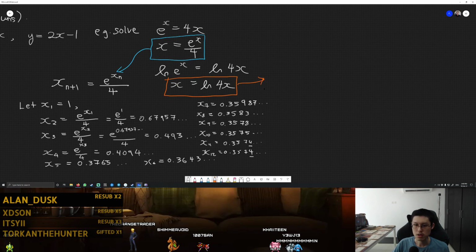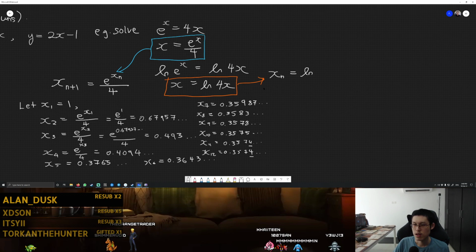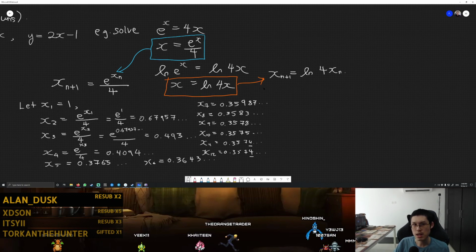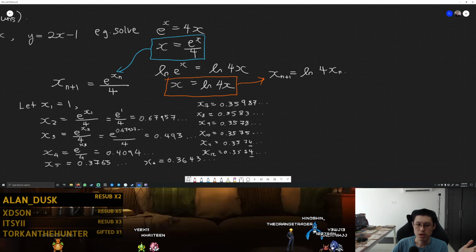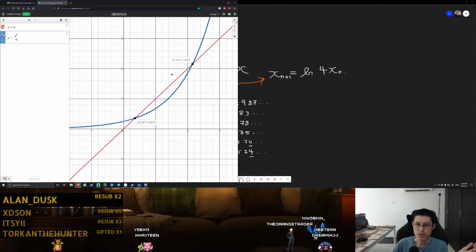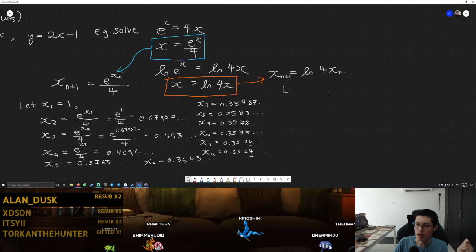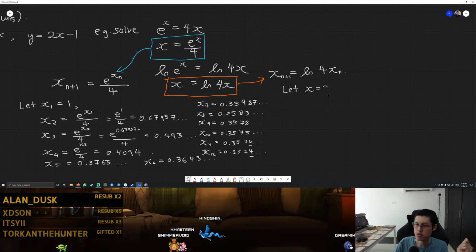So that's going to give me x(n+1) equals to ln of xn. So you can pick any number you want, but it converges much faster if you pick a number closer to the root. So you can see the root is 2.15, right? So maybe you can pick something like a 2 or a 3, right? So you could say let x be equals to 2.